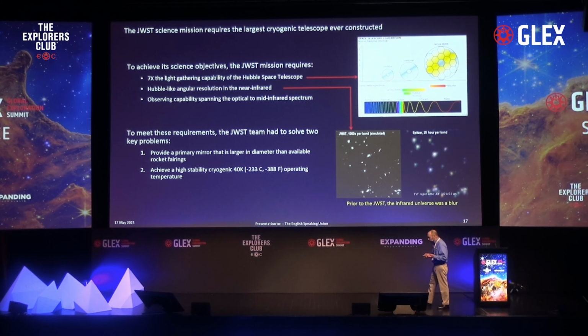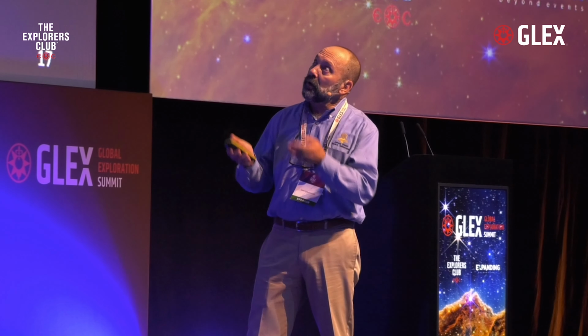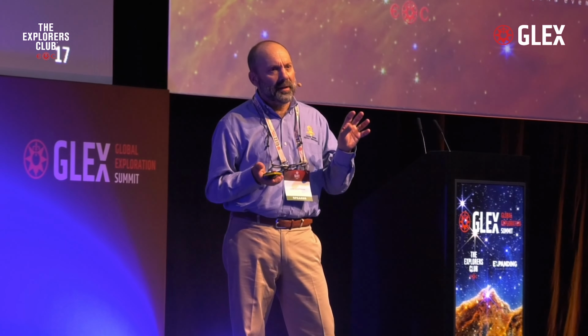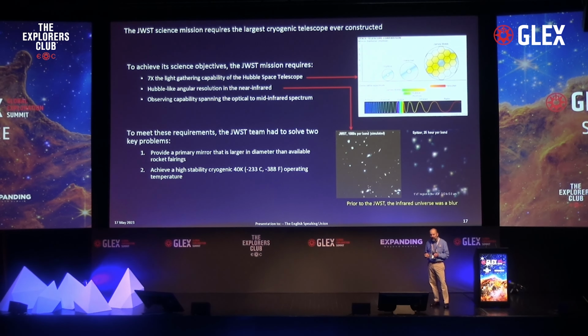Okay, when we first put pencil to paper or marker to whiteboard on what kind of observatory we had to build to do that sort of science, we realized that we needed 7 times the light gathering capacity of the Hubble Space Telescope. And we needed Hubble's ability to see fine detail, angular resolution as they call it, in the infrared spectrum. And we needed an observing capability that spanned the optical to the infrared.